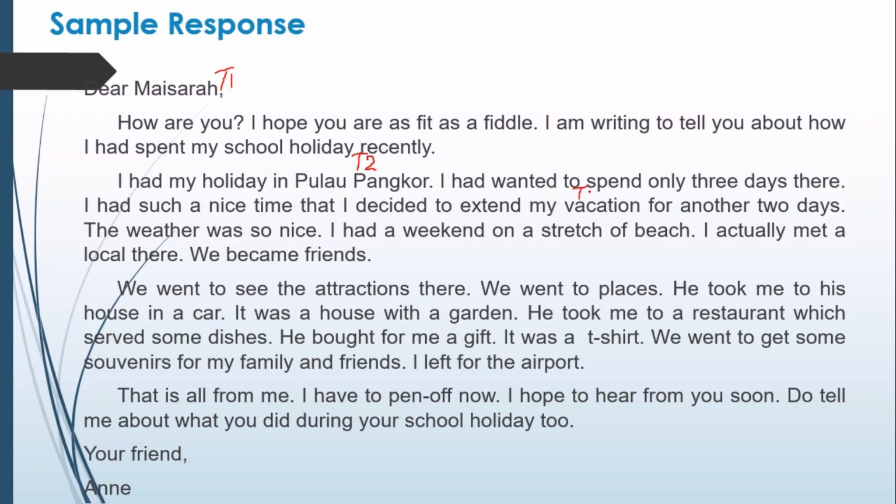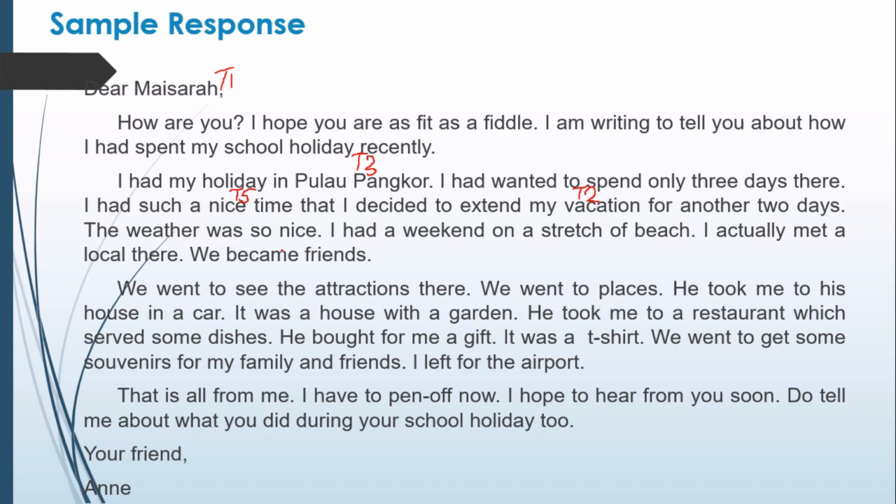This is task number 2. This is task number 3. Number 3 is a place. Where did you go? Task number 2 is a vacation. And then I had wanted to spend only 3 days there. I had such a nice time. This is how you feel. This is task number 5, how you felt.